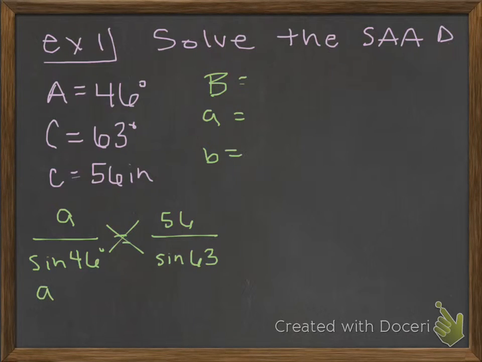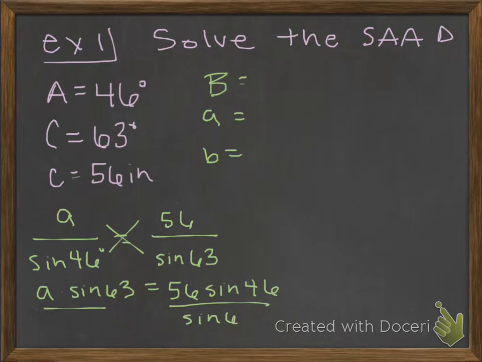So I get A times sine of 63 equals 56 times sine of 46. And then to get A by itself, we're going to divide both sides by sine of 63.